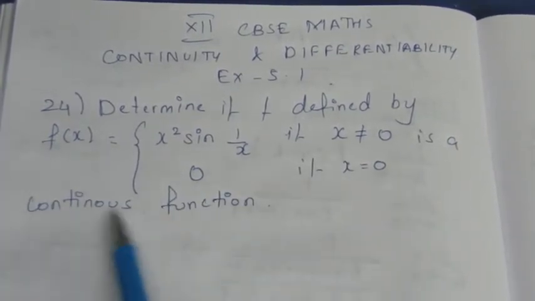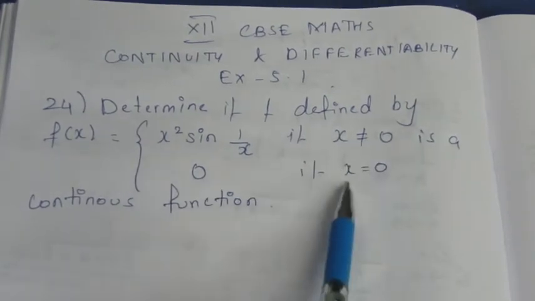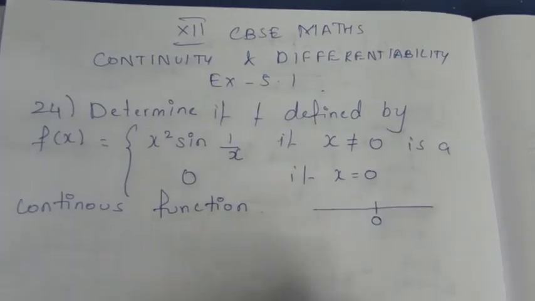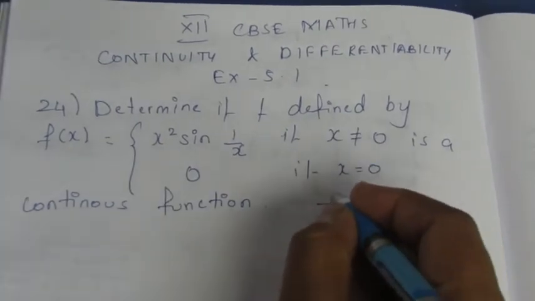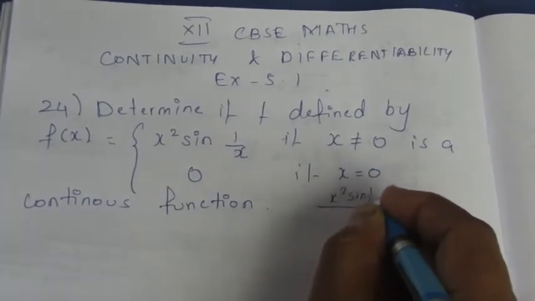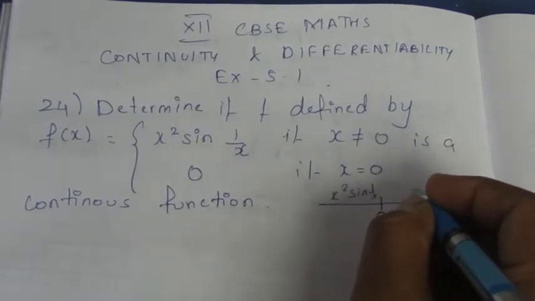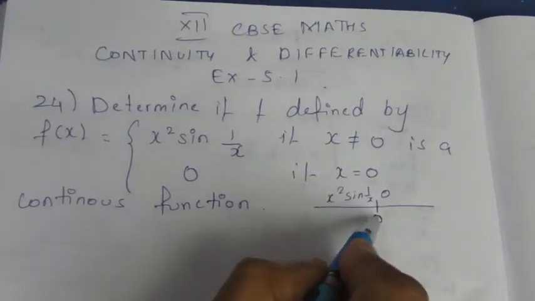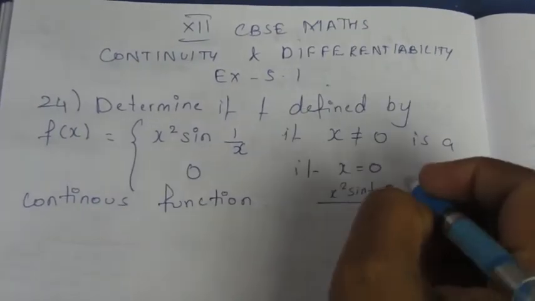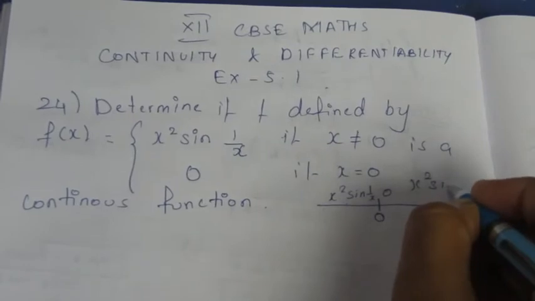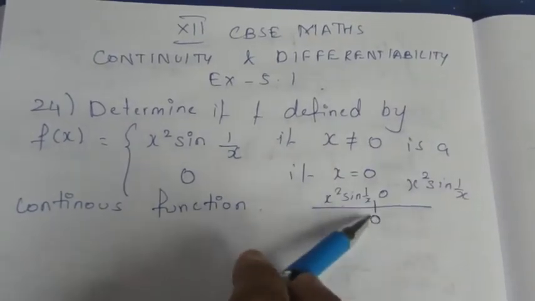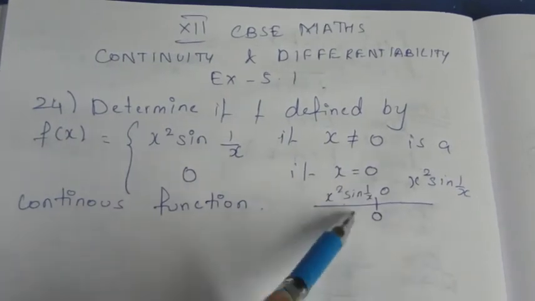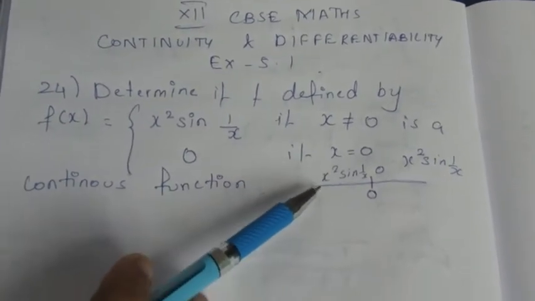Here they have asked us to find whether the function is continuous. The given point is x is equal to 0. At x is equal to 0 we are going to find whether it is continuous or not. Here f of x is x square sine 1 by x, and only at 0 it is 0. On the left hand side and the right hand side, where x is not equal to 0, both will be x square sine 1 by x.